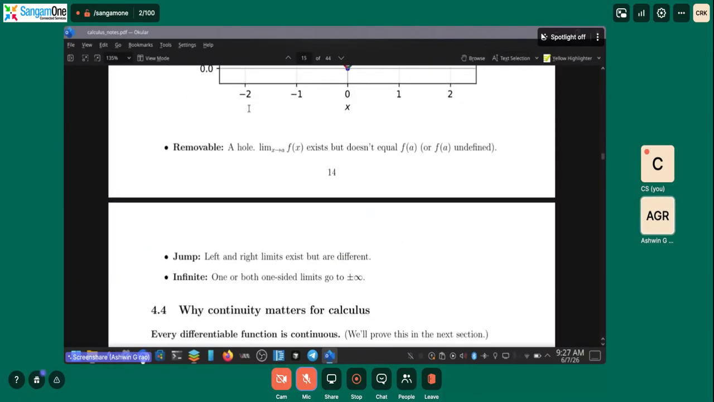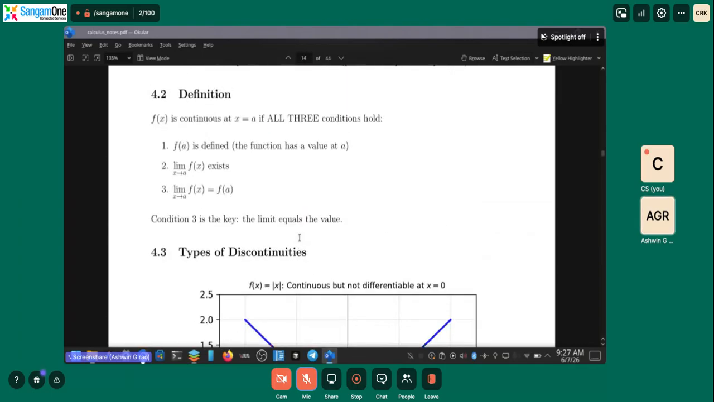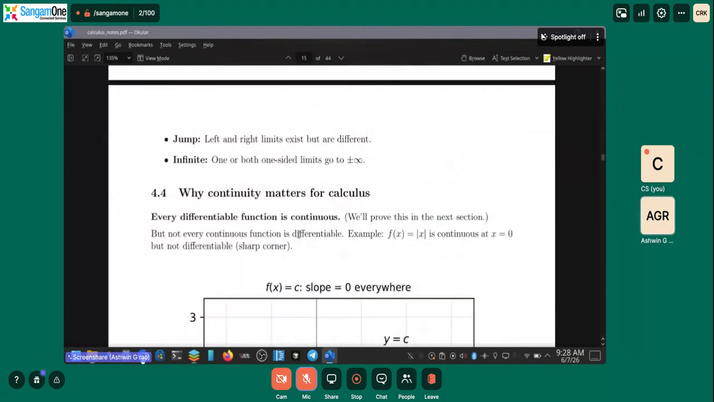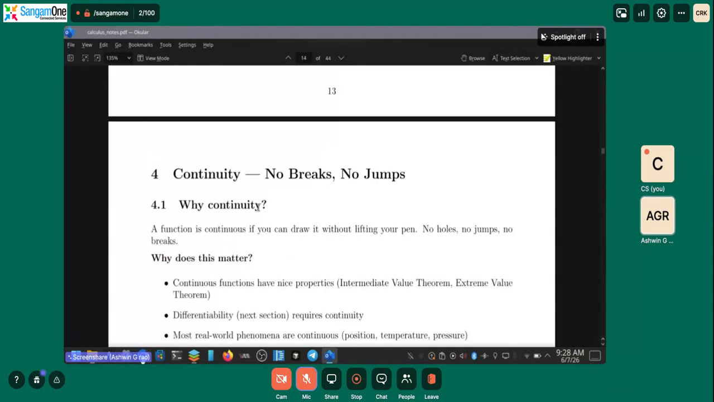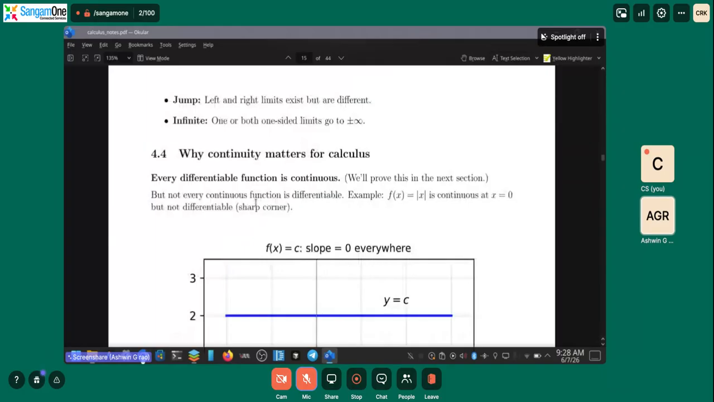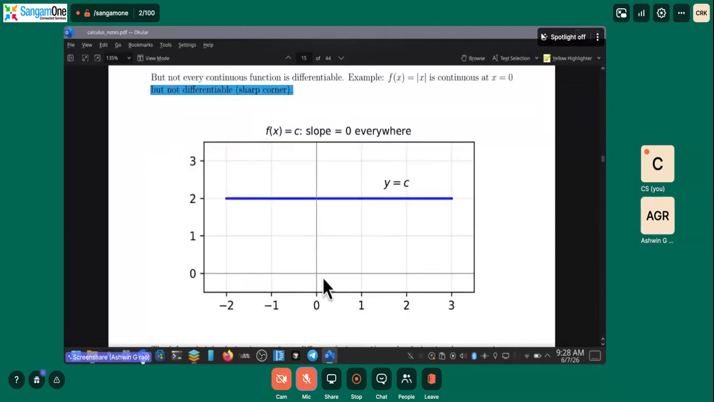The types of discontinuities are removable, jump, and infinite. You should just remember it, but there is a problem that only asks for limit computation, not types. They don't ask for types for now. Why continuity matters: every differentiable function is continuous, but not every continuous function is differentiable. An example is f of x equals mod x, which is continuous at x equal to 0, but not differentiable at the sharp corner. As you can see here, it's not differentiable at x equal to 0.